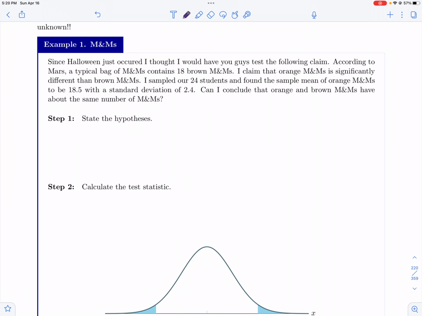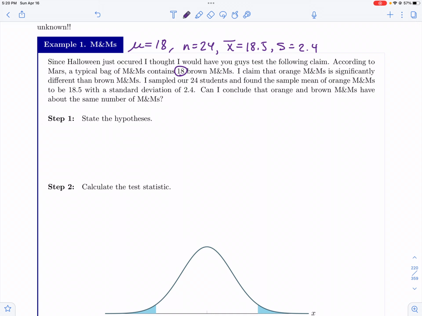So again, let's go ahead and write down everything that we need for this one. So the 18 that they're referring to is going to be related to our population mean that we're going to be using as part of our claim and comparison. So we sampled 24 students, so n is 24. We had orange M&Ms, a sample mean of 18.5 with a sample standard deviation of 2.4. And so we're trying to see whether orange and brown have about the same.